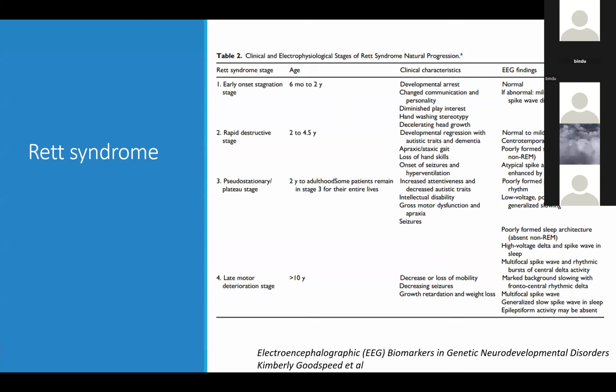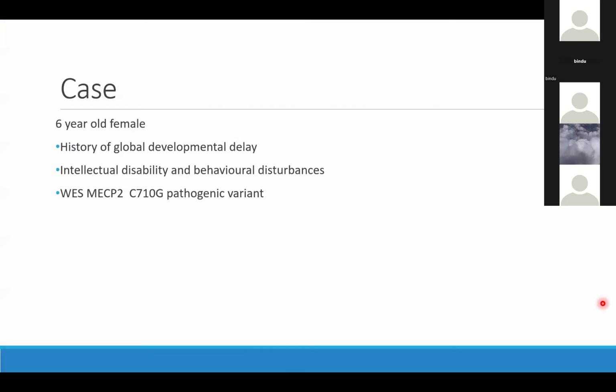Later, in the rapid destructive stage, patients can have centrotemporal spikes or sharp waves. Atypical spike and wave discharges may be seen. Later, there can be high voltage delta and spike waves, multifocal spikes, spike waves, and rhythmic bursts of central delta activity. In later stages, there can be marked background slowing with frontocentral rhythmic delta, multifocal spike waves as well as generalized slow spike waves in sleep. And epileptiform activity may be seen in the later stages.